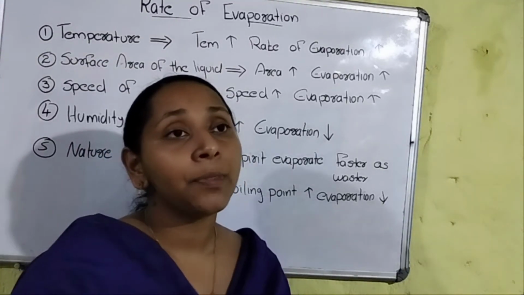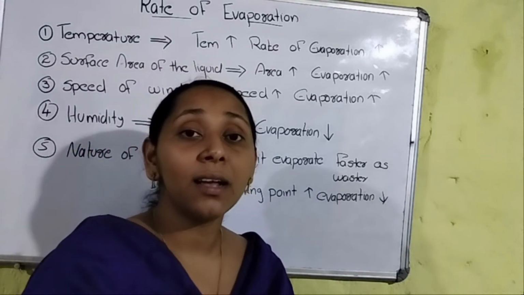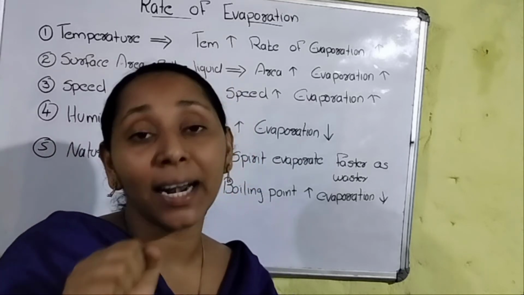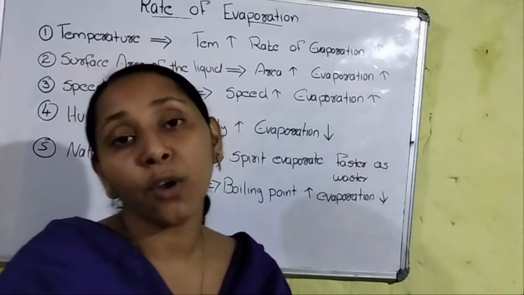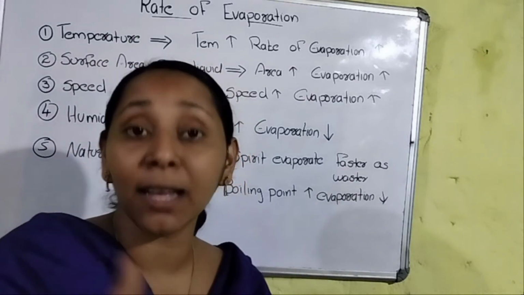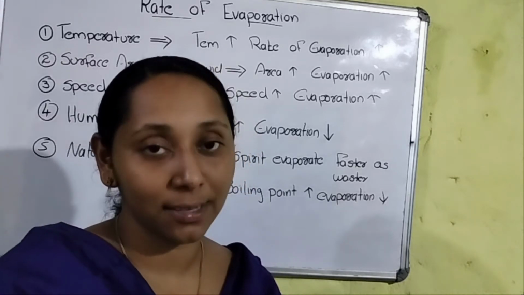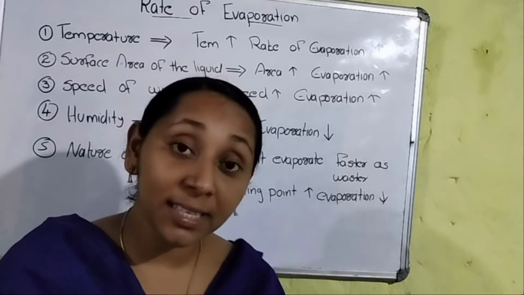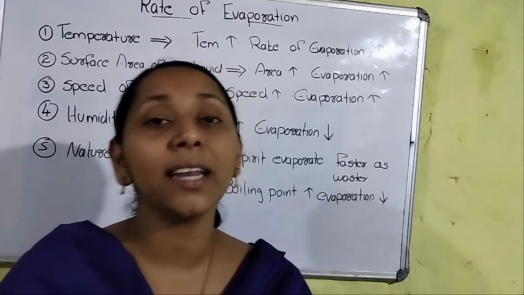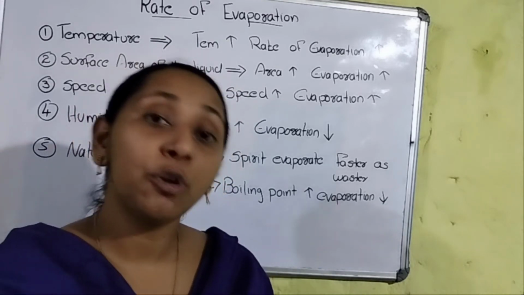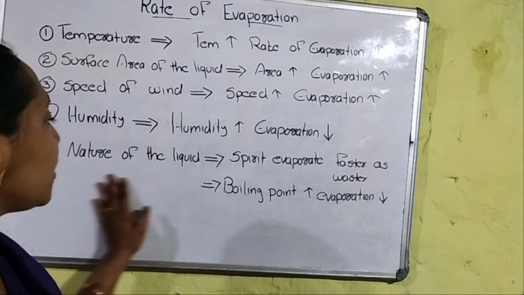Point number 3, humidity. Humidity means how much water content is present in the air atmosphere. The air already has some water content. So if humidity increases, there is not much chance to absorb more. That means humidity increases, evaporation decreases. At the same time, if humidity is less, more absorption will happen, which means evaporation increases. So humidity increases, evaporation decreases. Humidity decreases, evaporation increases.